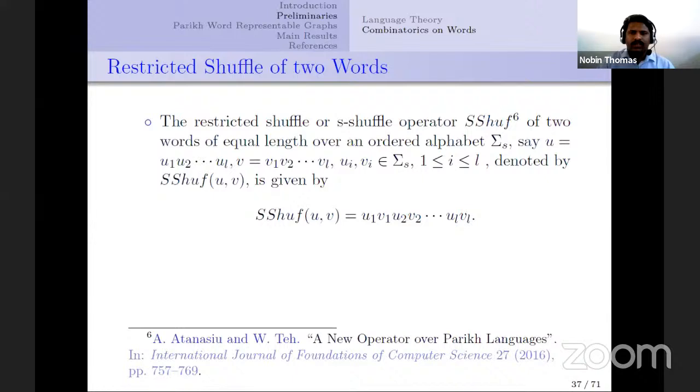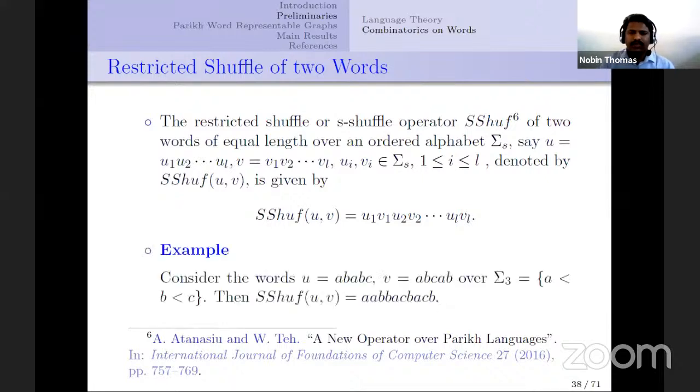Now, the restricted shuffle or shuffle operator of two words of equal length over an ordered alphabet sigma x, where u is u1, u2, etc. ul and v equal to v1, v2, etc. vl, denoted by shuffle of u, v, is defined as u1, v1, u2, v2, etc. ul, vl. For example, consider the word u equal to ab abc and v equal to abc ab. Then its shuffle is a square, b square, acb, acb.